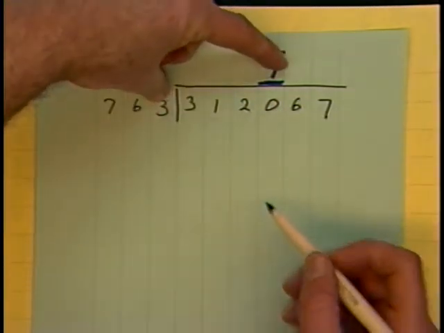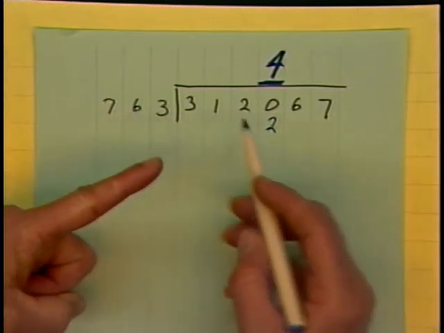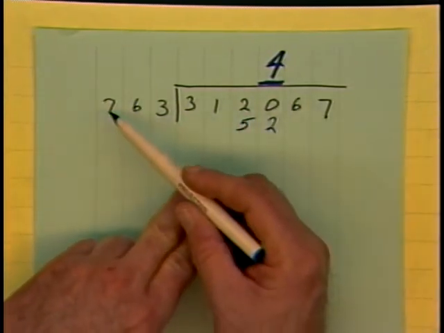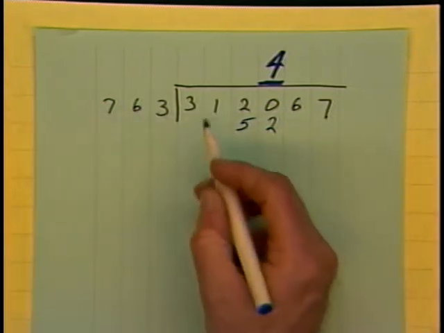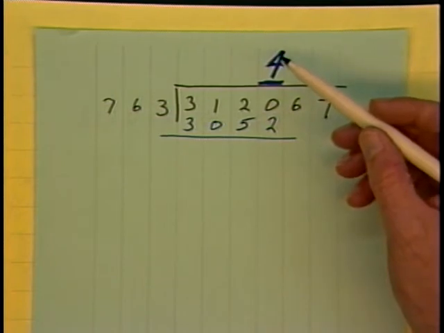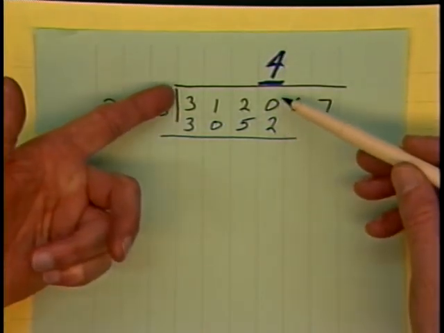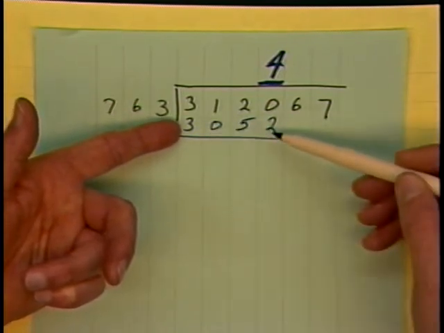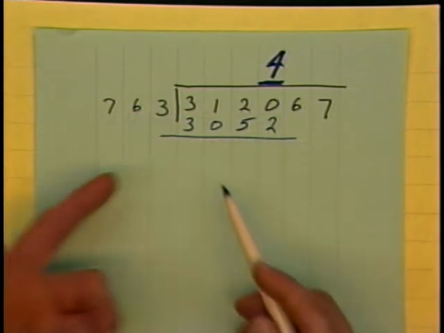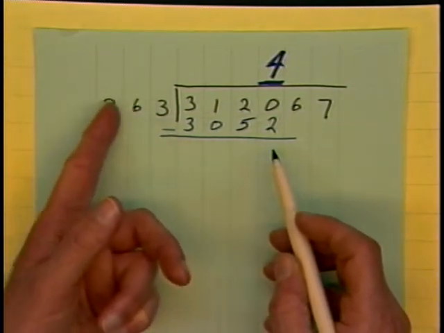So 4 times 3 is 12, carry the 1. 4 6s is 24, 1 is 25, carry the 2. 4 7s is 28, 29, 30. And to know that this is proper is to first have this be able to subtract from this, which it can, since it is smaller. And my subtraction must yield a result less than this.